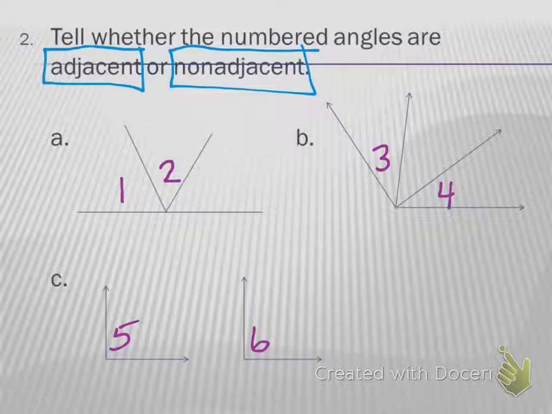Bless you. So we're talking about the numbered angles. So on part A, here's 1, here's 2. Do they have a common side? Yeah, this guy right here is the side for both 1 and 2, and they have the same vertex. Their vertex is down here. So 1 and 2 are adjacent angles.